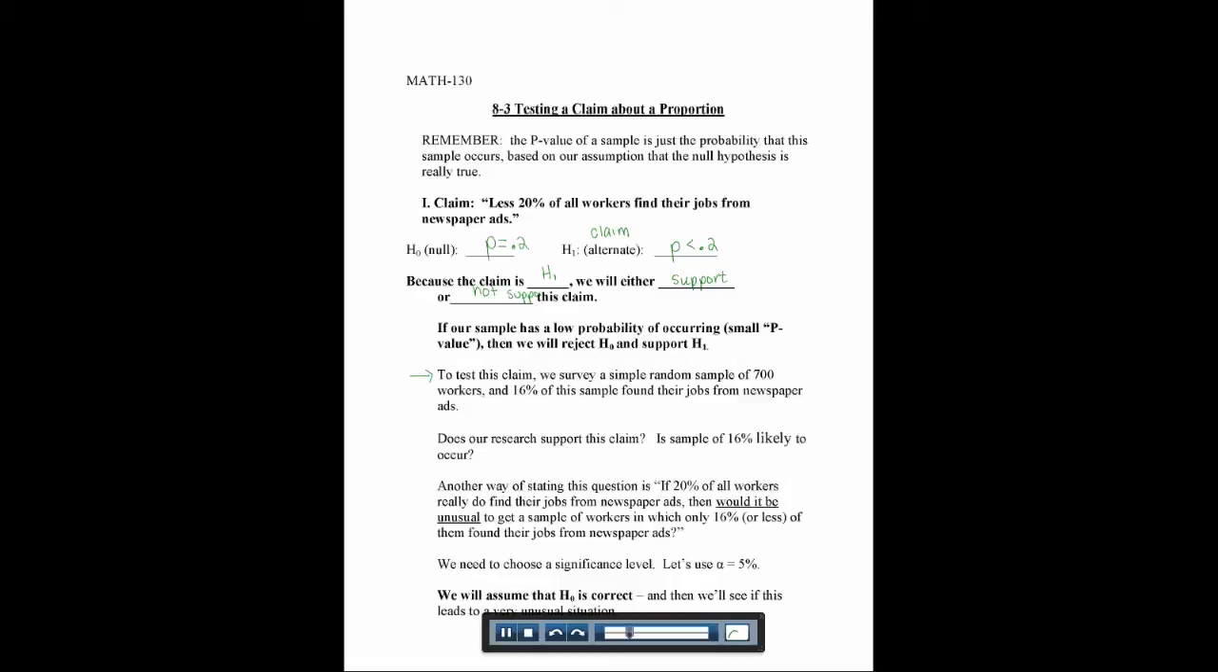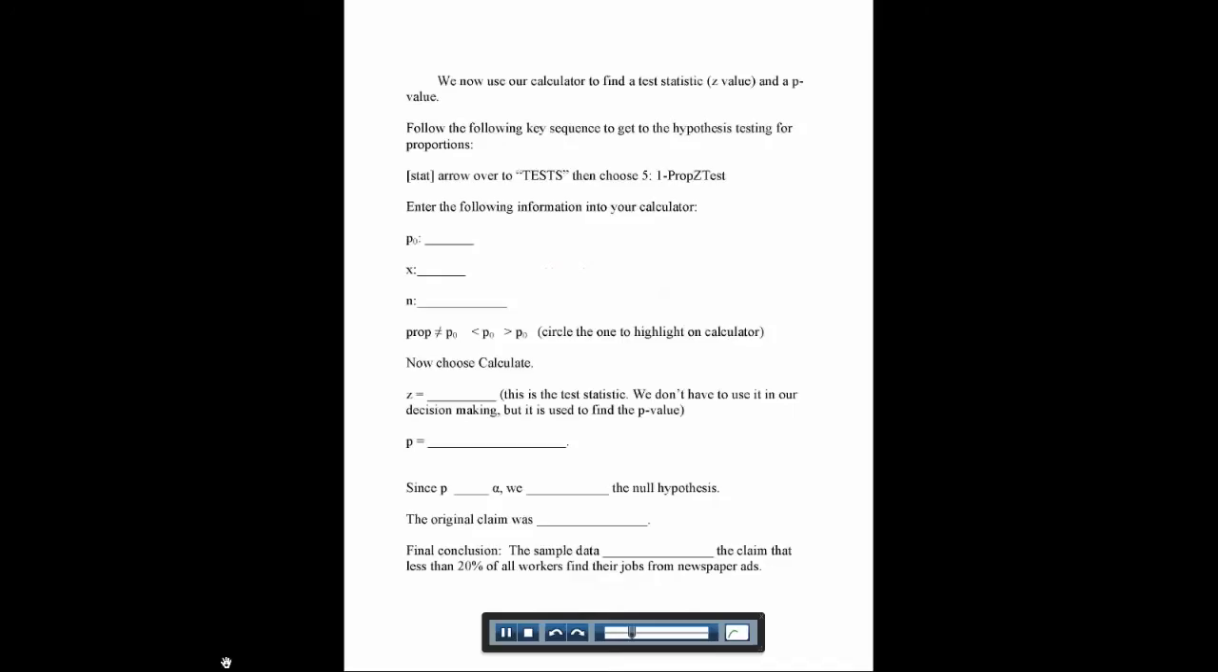To do hypothesis testing, we always have to pick a significance value, and right now we're just going to go kind of in the middle. We're going to let alpha be 5%. Now we're going to use our calculator to find a z-value and a p-value. The z-value, we don't really use it to make our decision, but MyMathLab might ask you for it.